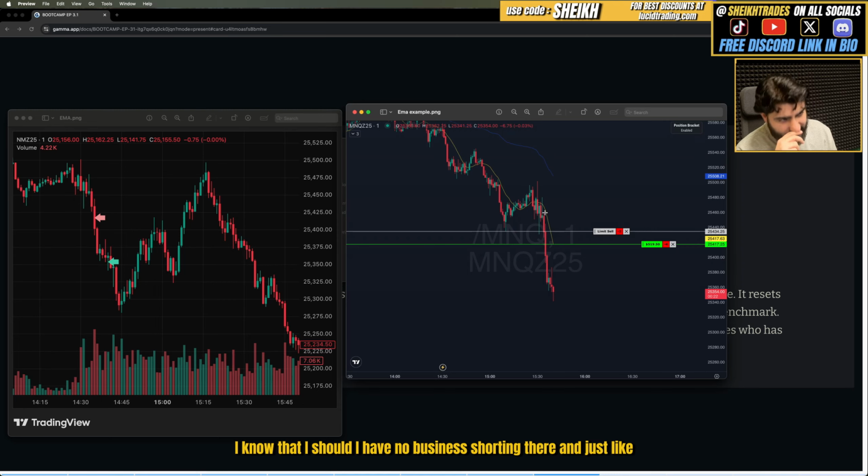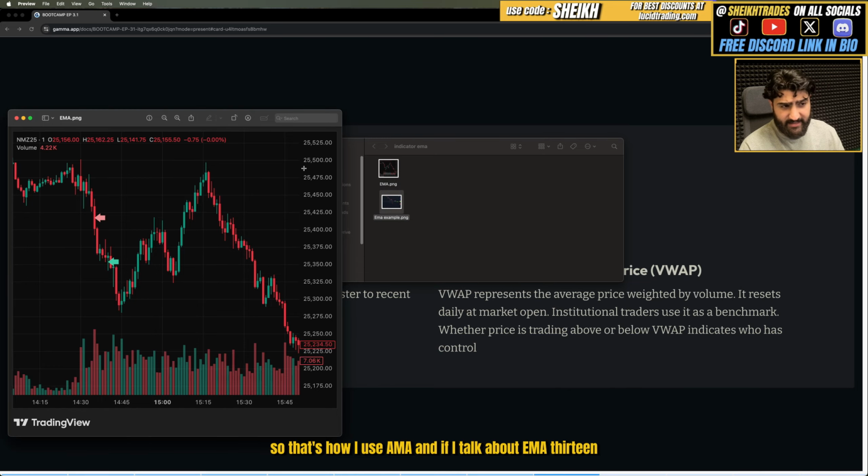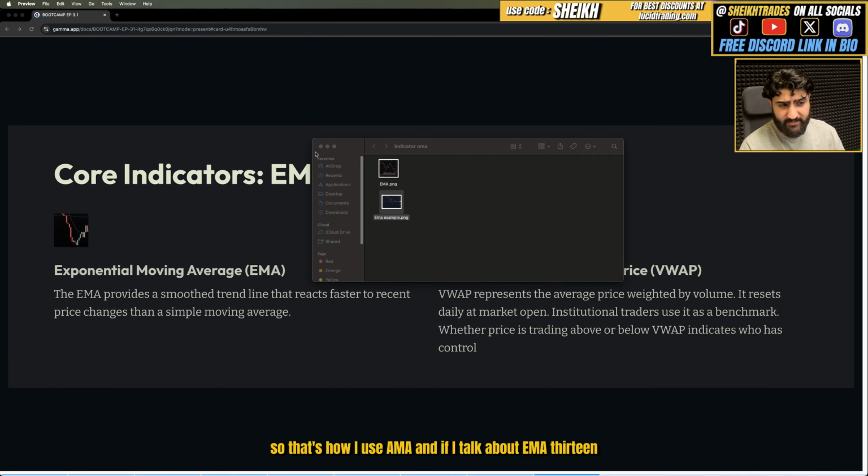And just like it's a nice reversal indicator, it's also a nice trend indicator. If it's holding the EMA, as you could see here, here, here, here, then it gives you confirmation that this thing still wants to go. So that's how I use the EMA. And if I talk about the EMA, then you know that I mean the EMA 13, and then you know how I use it.